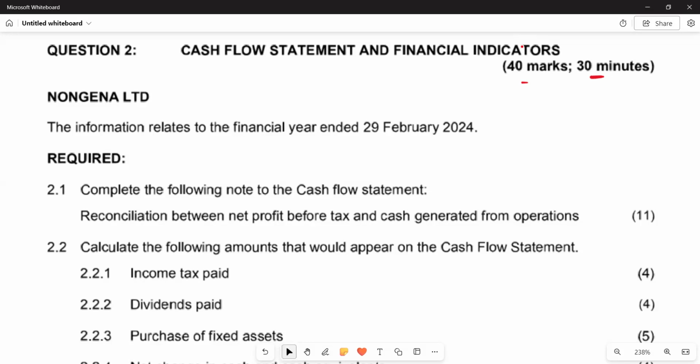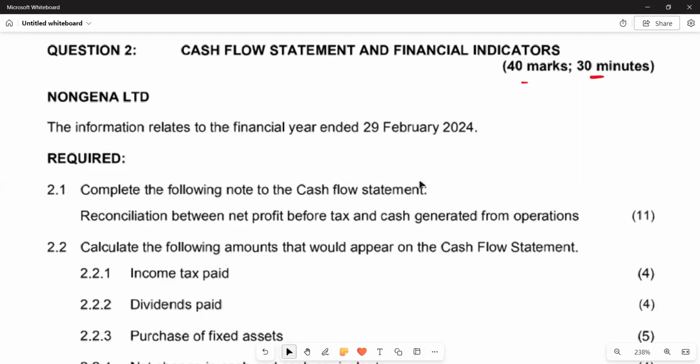year ended 29th February 2024. The required part, that is 2.1, reads: complete the following note to the cash flow statement, that is the reconciliation between net profit before tax and cash generated from operations. Then 2.2, calculate the following amounts that would appear on the cash flow statement. We've got 2.2.1. You have to calculate the income tax paid with 4 marks, and then dividends paid with 4 marks, and then the purchase of fixed assets with 5 marks.